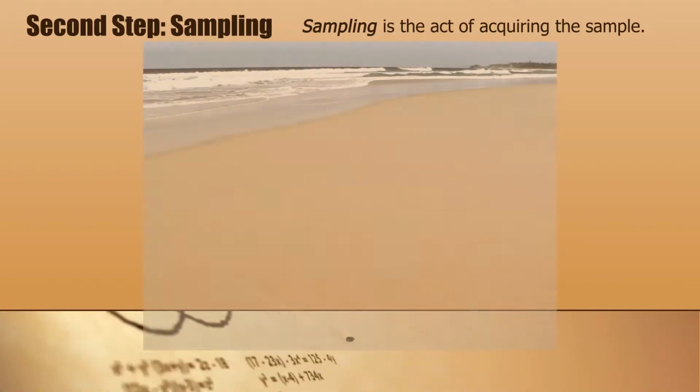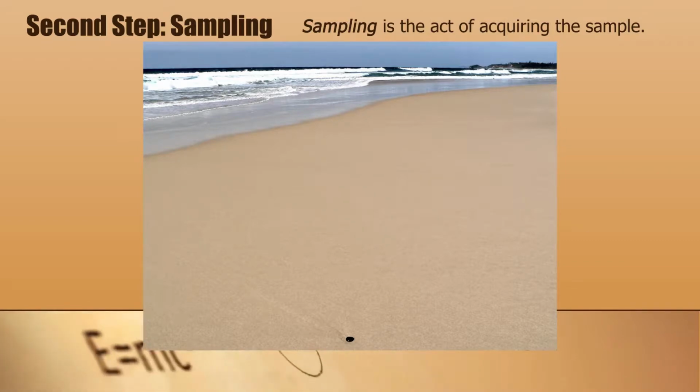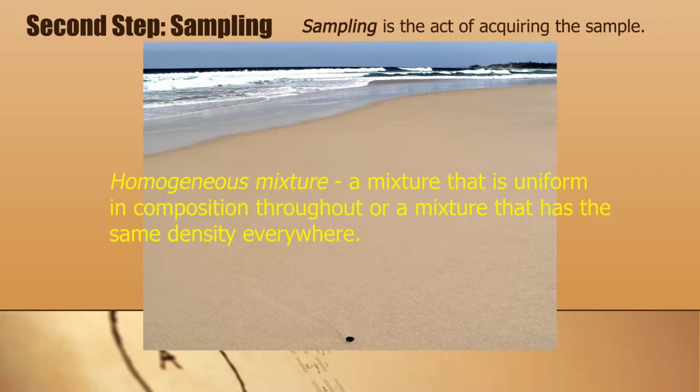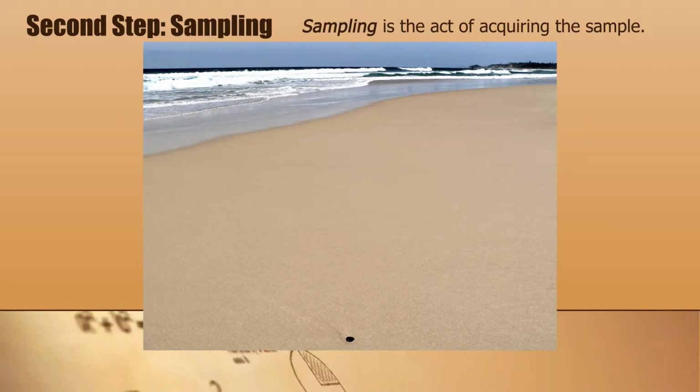For example, let's say the sample is the sand on a beach. From this perspective, the beach sand looks homogeneous. Now, a homogeneous mixture is uniform in composition throughout the sample. Another way to define homogeneity that is less subjective is to describe it as a mixture that has the same density at every point. And we'll talk about density later.